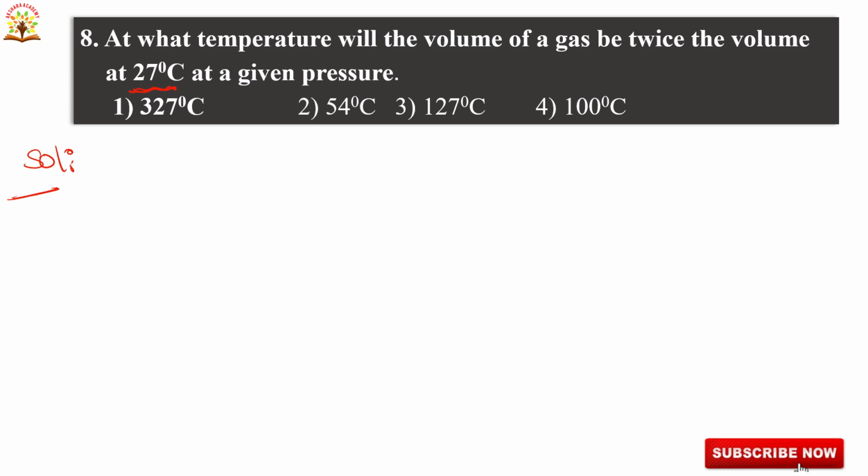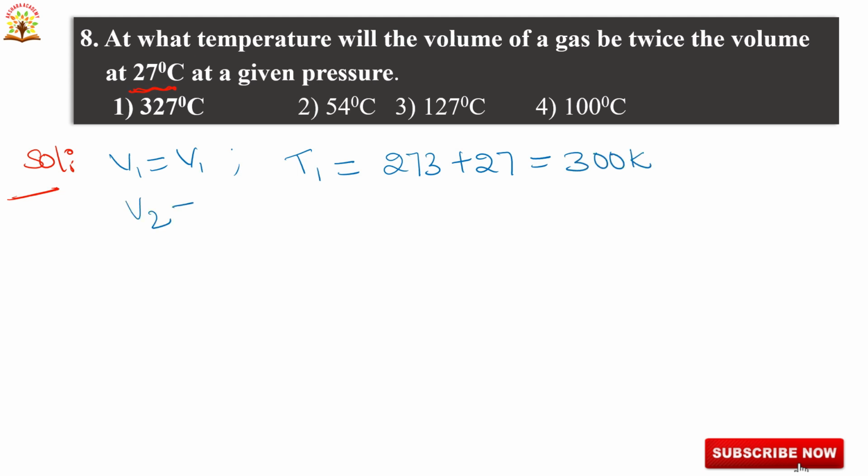Here they given V1 is equal to V, and T1 is equal to 27 degrees centigrade, converting into Kelvin, adding 273. So 273 plus 27, it becomes 300 Kelvin. So V2 is equal to, they given as twice the volume, so 2V, and T2 is equal to question mark.